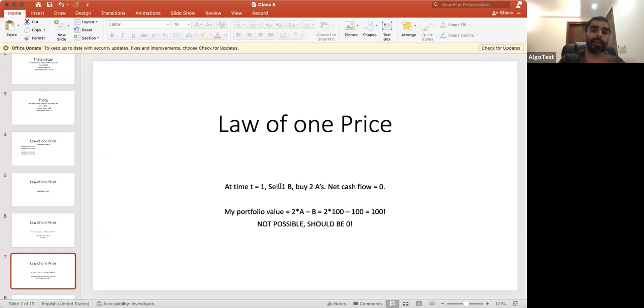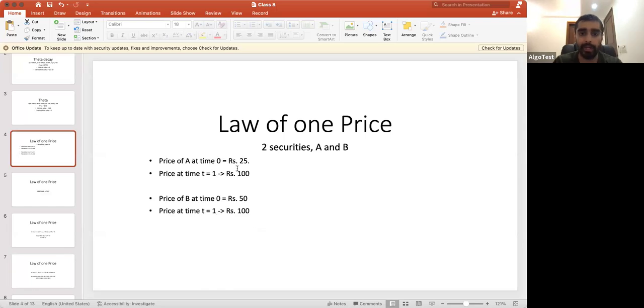And all finance theory is built on the idea that arbitrage is not possible. Okay. So law of one price says this. Exactly, Harshit. I'll get 100 rupees after a year by giving 0 rupees today. Right. So the law of one price says that if there are two instruments, both have the same cash flow at a future time, they should both have the same price today. That's what the law of one price says.